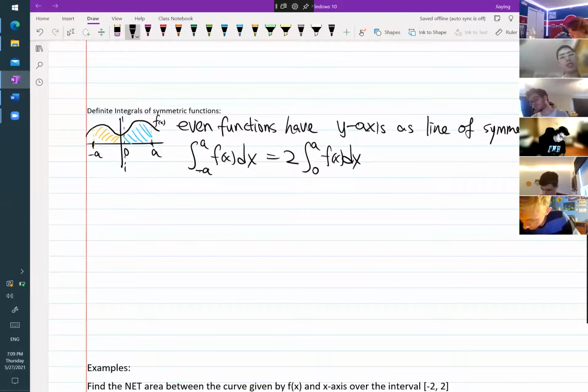The way I remember is I always think about, for even functions, the area to the left side of the y-axis is the same thing as to the right side. So if you just find one area, you multiply that by 2.